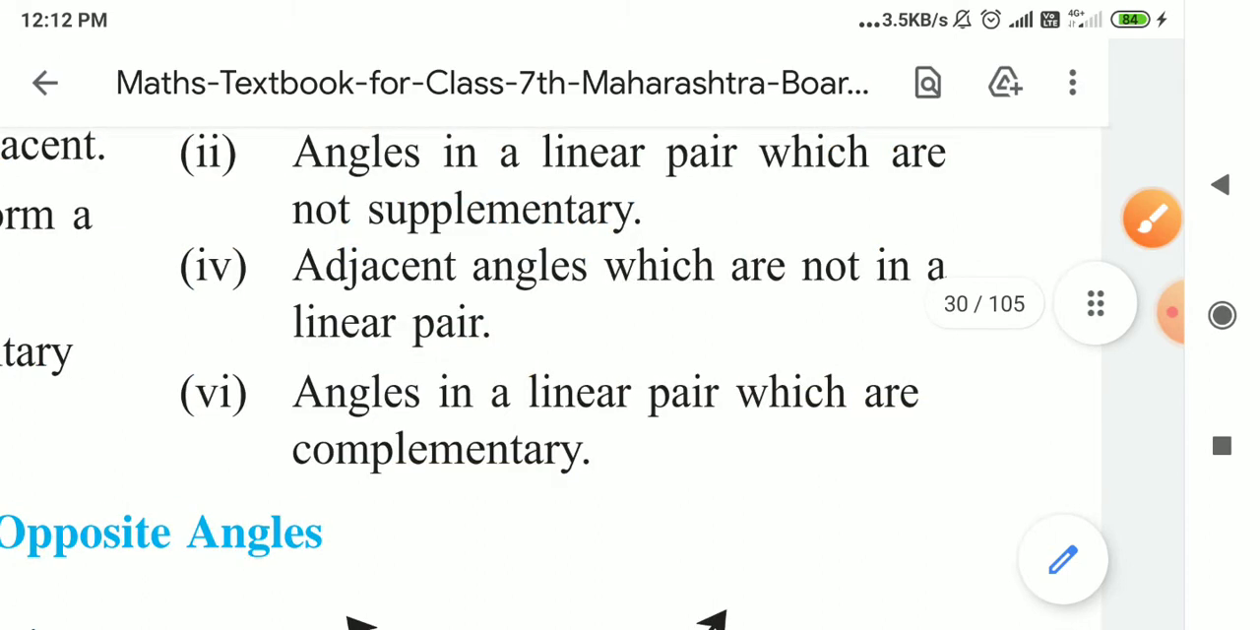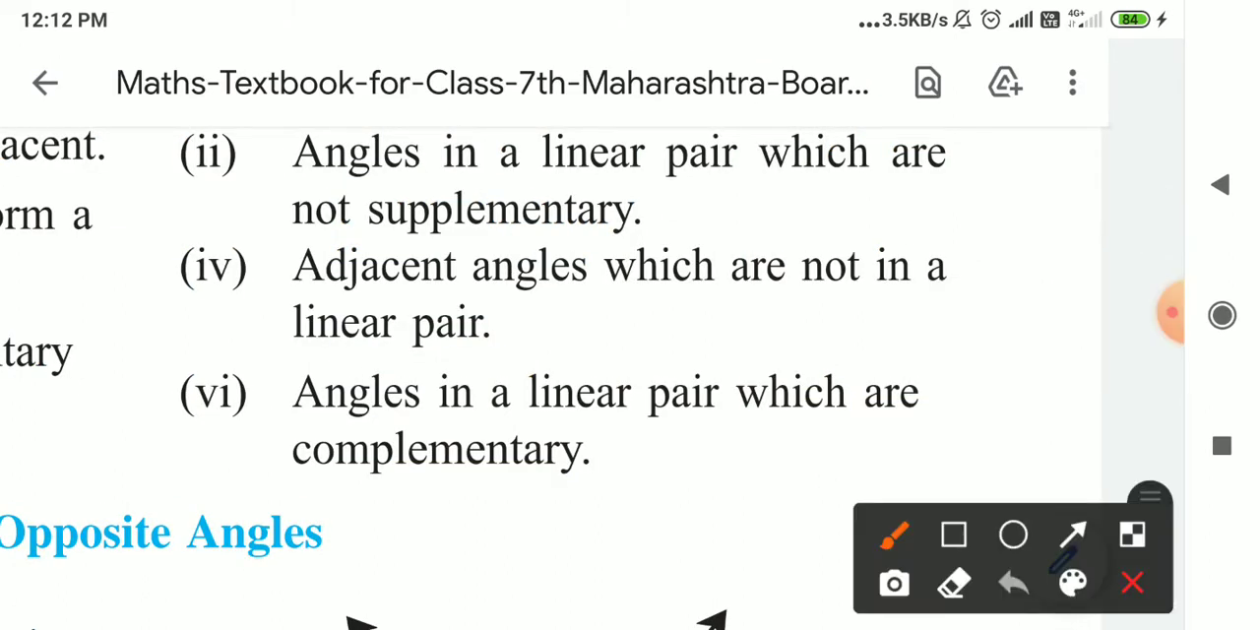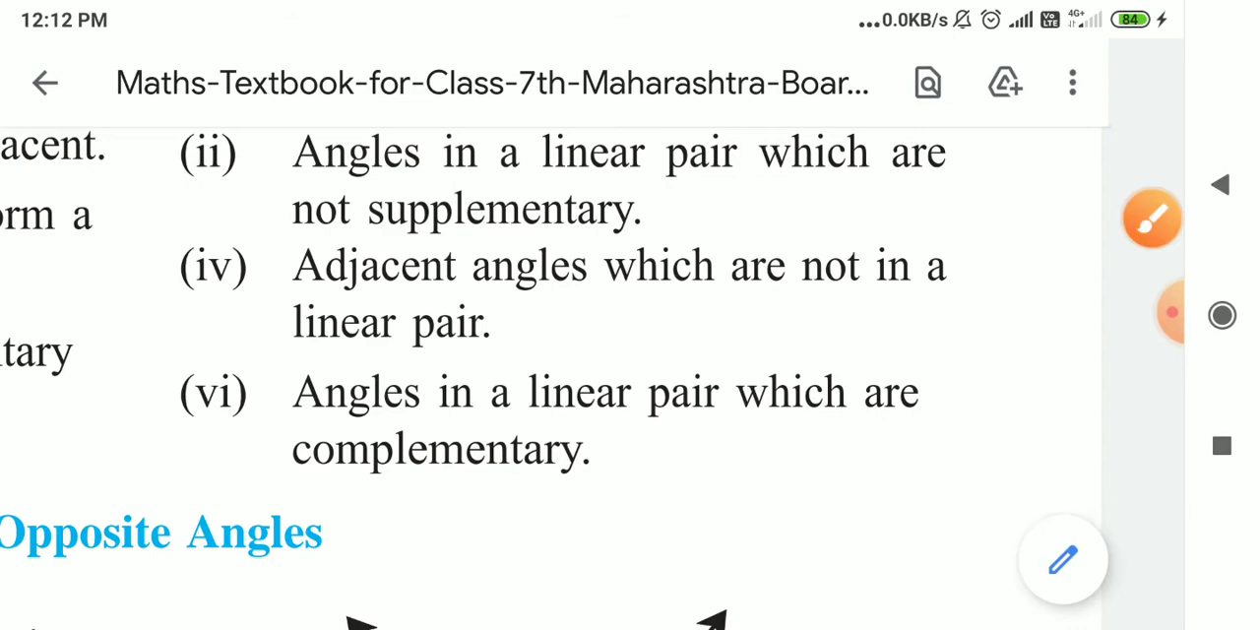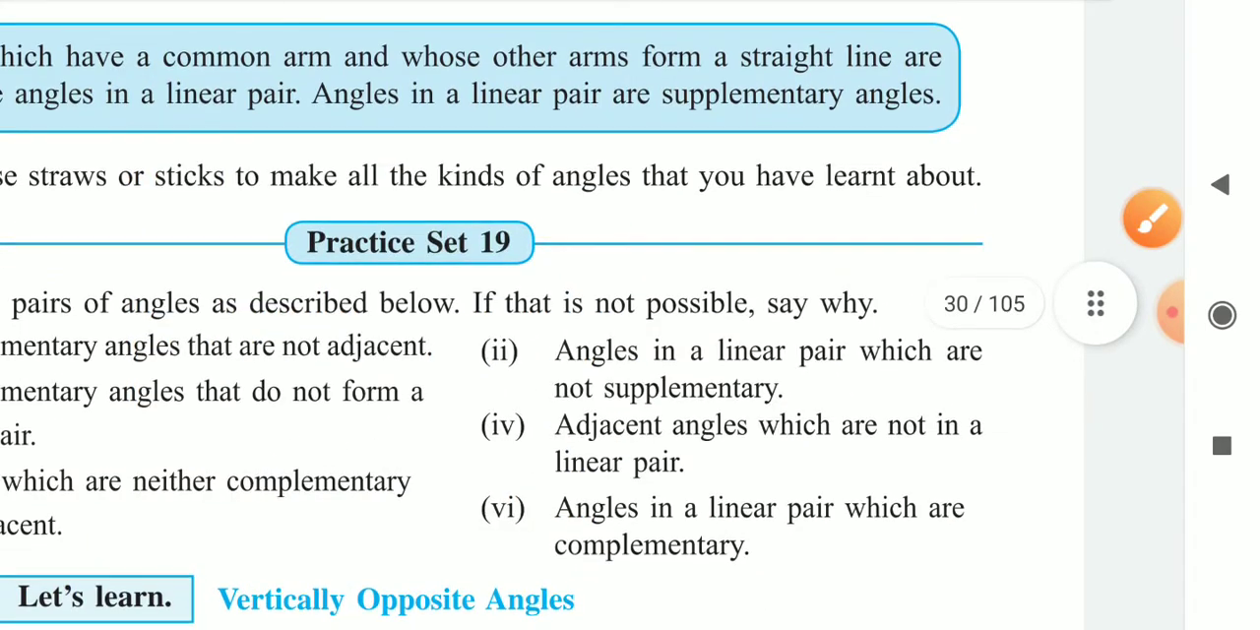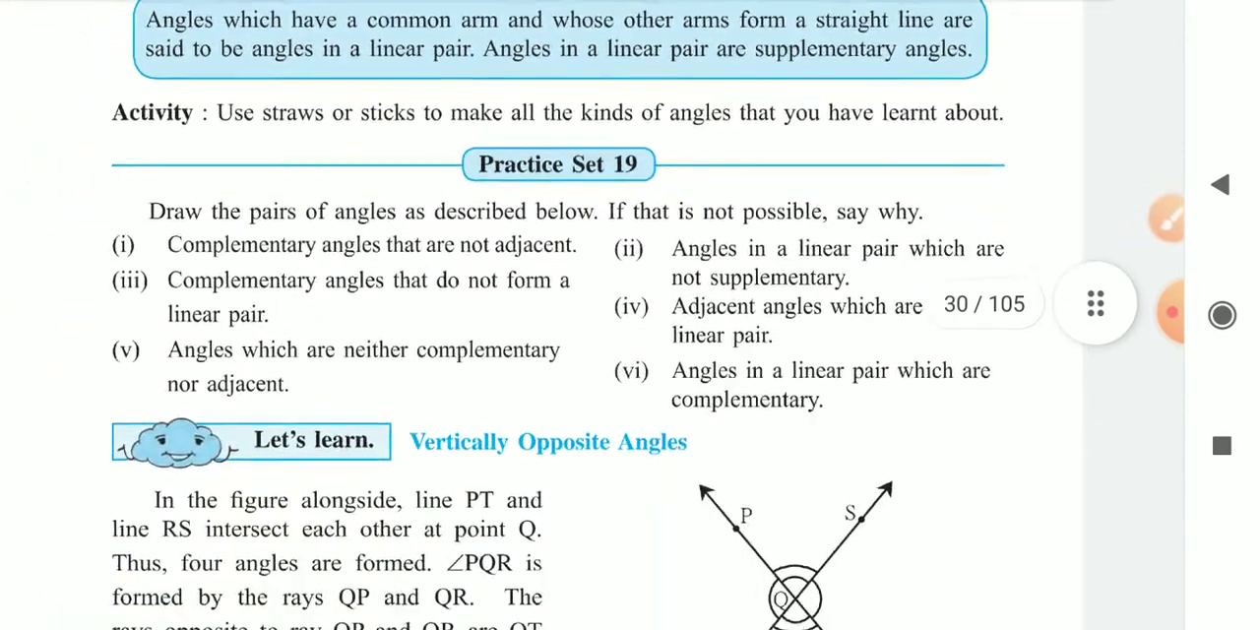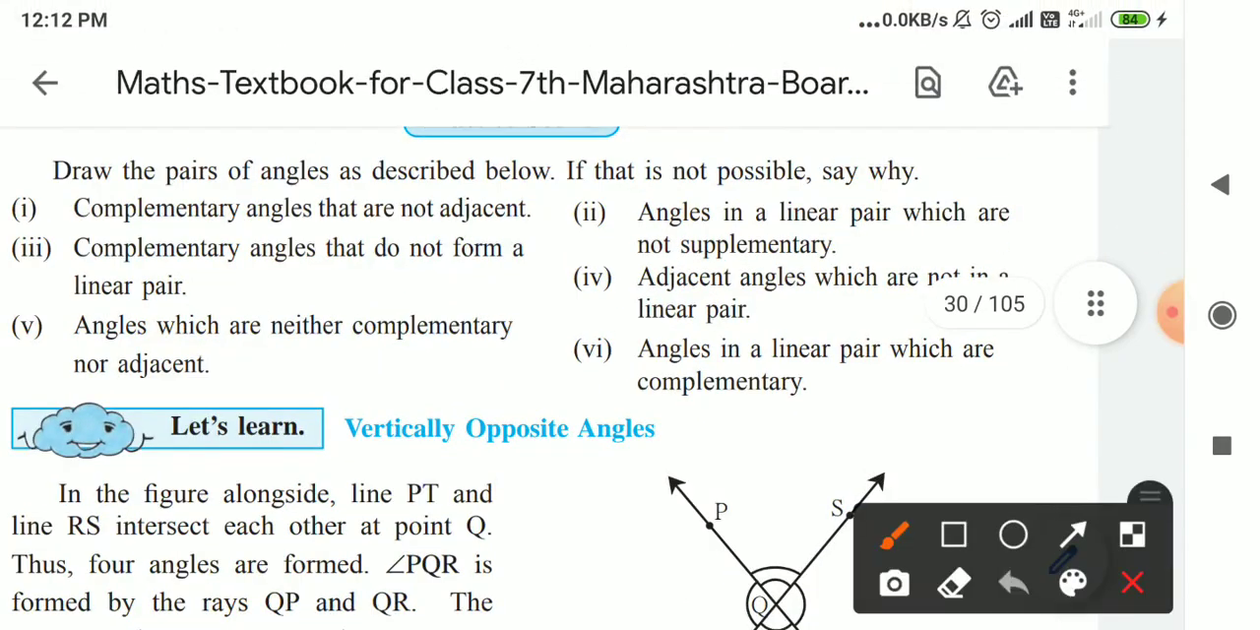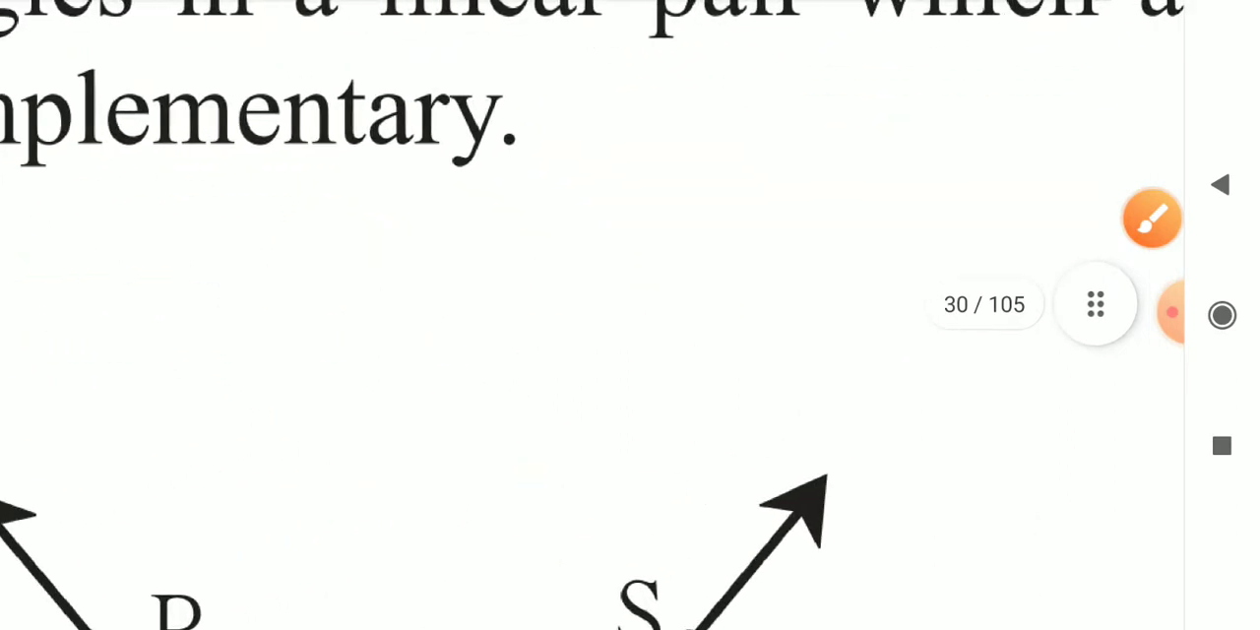Question number 4: adjacent angles which are not in a linear pair. First of all, according to the question, we have to draw the pairs of angles which are adjacent. So adjacent angles which are not in a linear pair are possible. Except for a linear pair, you can take any.